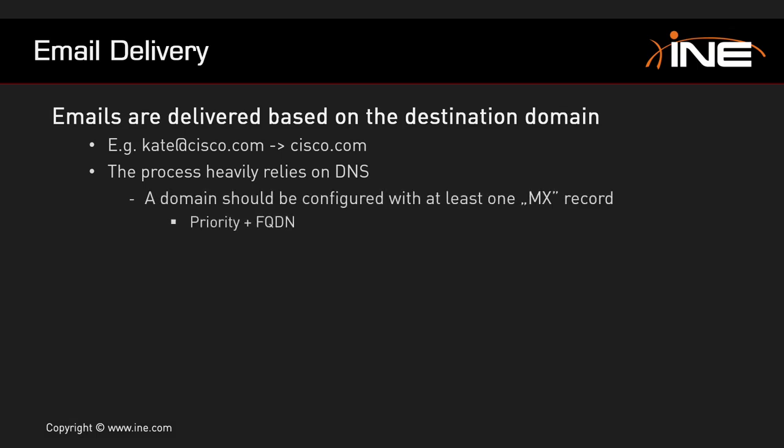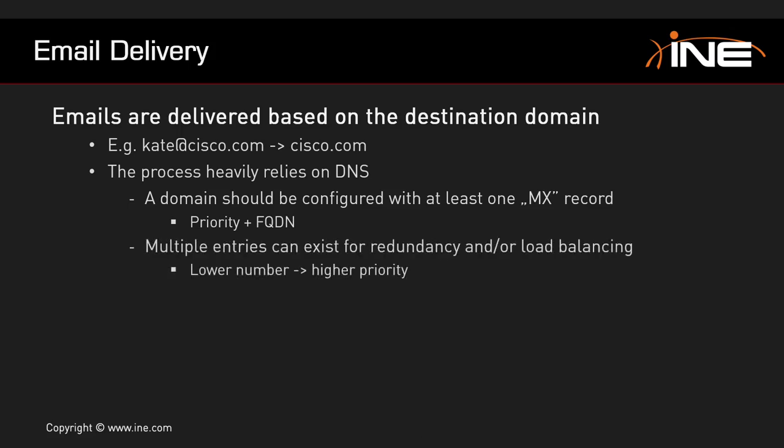Okay, so assuming that your domain is capable of receiving email messages, it should normally be configured with at least one MX record, which consists of two portions. We've got the priority and we've got the name of our email server. The reason that we have this priority is that we can define multiple entries for redundancy or even load balancing. And it's always the lowest number that will be preferred. If numbers are the same, emails will be load balanced using the round robin algorithm.